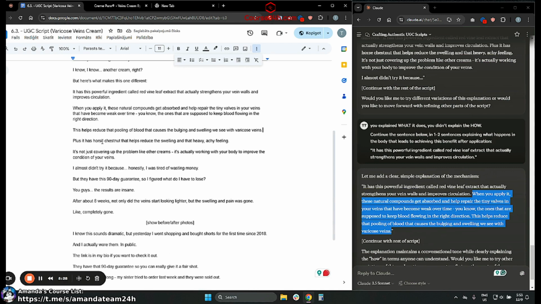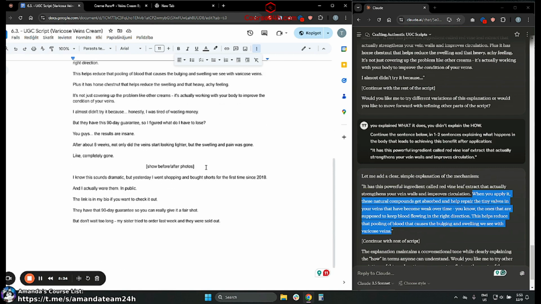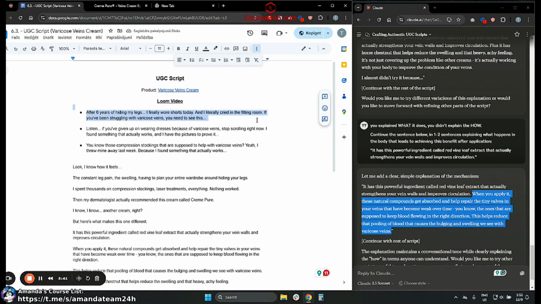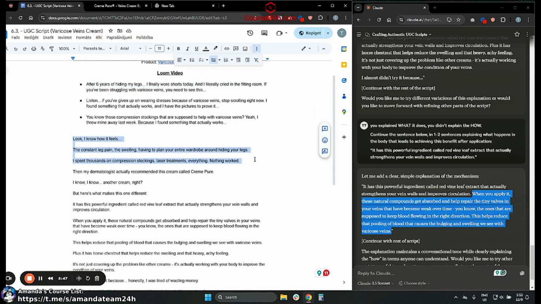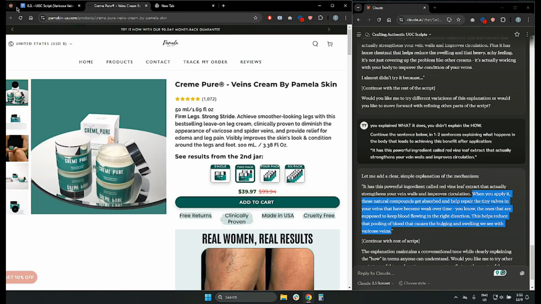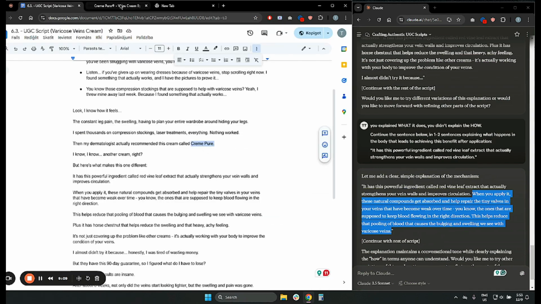"Plus it has horse chestnut that helps reduce the swelling and that heavy achy feeling." So overall, right now I think it's a lot better. It hooks with the lead, it grabs the attention with the hook, continues with the lead of identifying and being relatable, like solutions they've tried, but then the dermatologist actually recommended. I would change this to something different because I think mostly professionals wouldn't recommend a product from an e-commerce store. Usually they recommend something from the pharmacy.